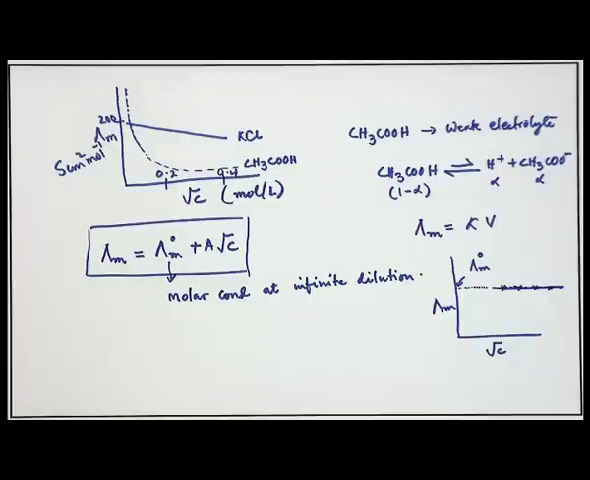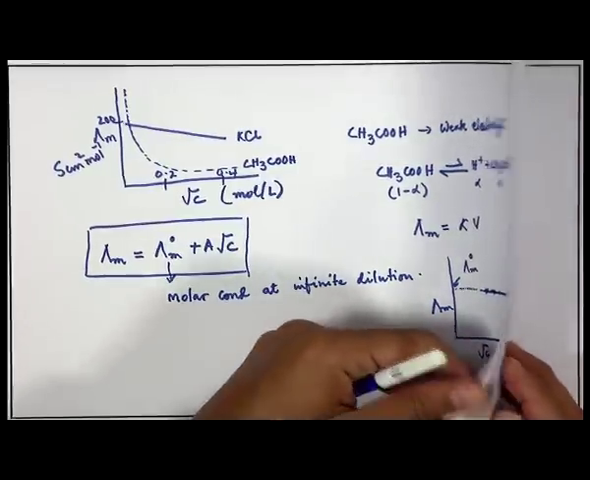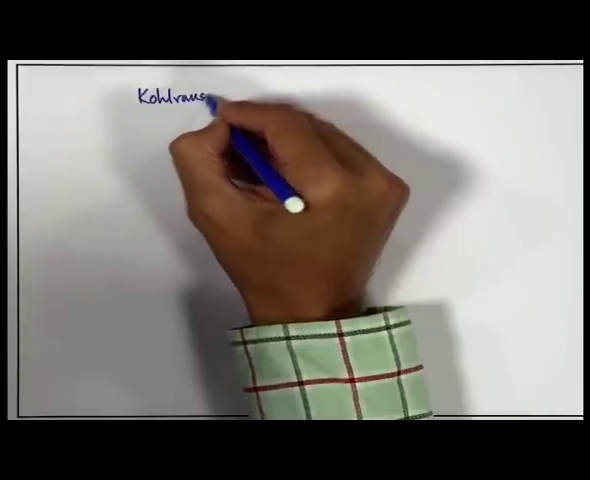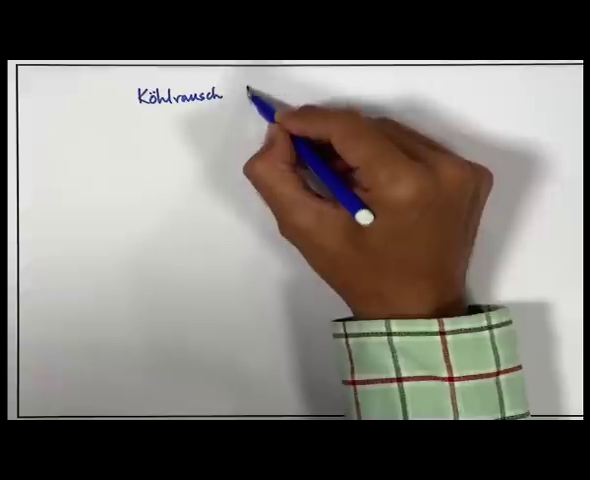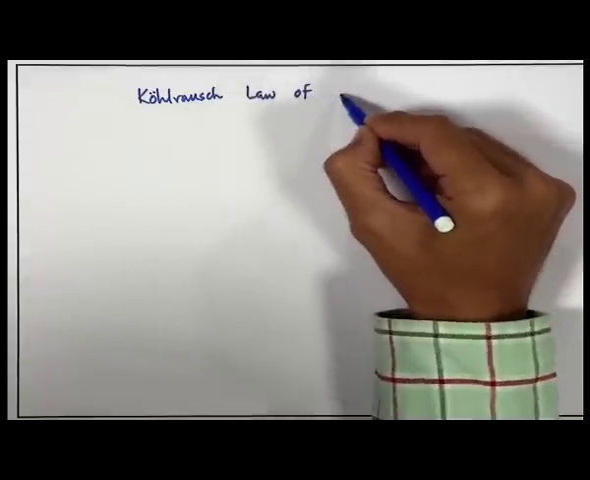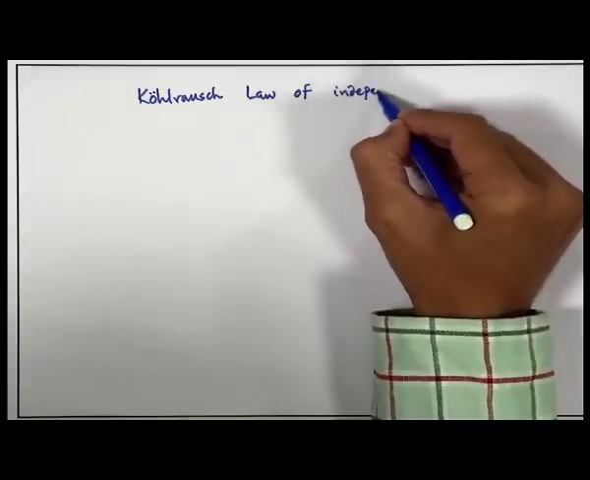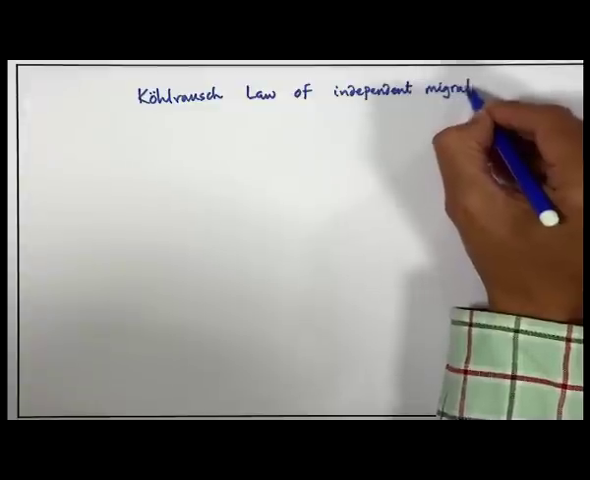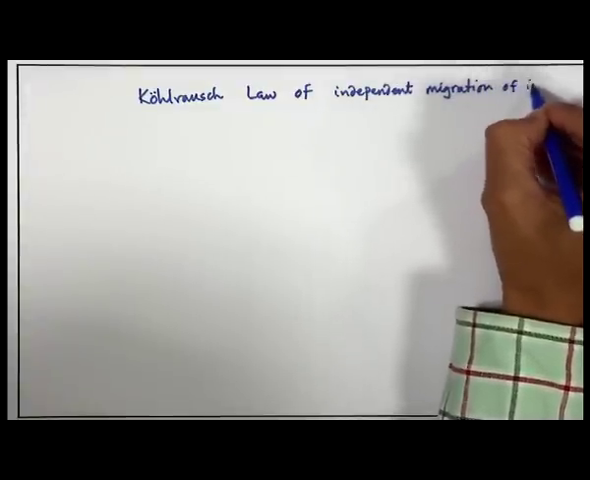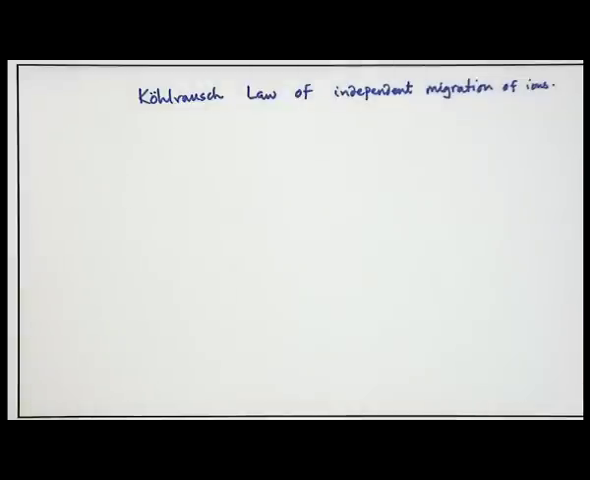Now, in that case, what can you do? It was first proposed by Kohlrausch a long time back. It is called the Kohlrausch Law of independent migration of ions.